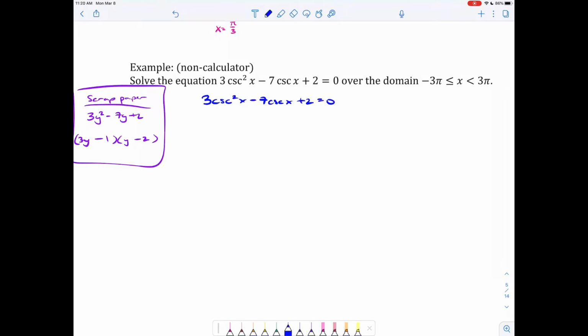So I would say, instead of 3y minus 1, I would say 3 cosecant of x minus 1. And instead of y minus 2, I'd say cosecant of x minus 2. So we see that similarity in the factoring, that they are tied together. It is possible to involve this in your actual work instead of just your scrap work, but then you do have to make sure you define what y is.